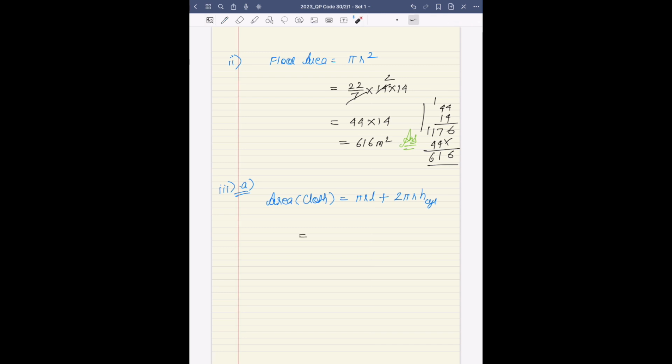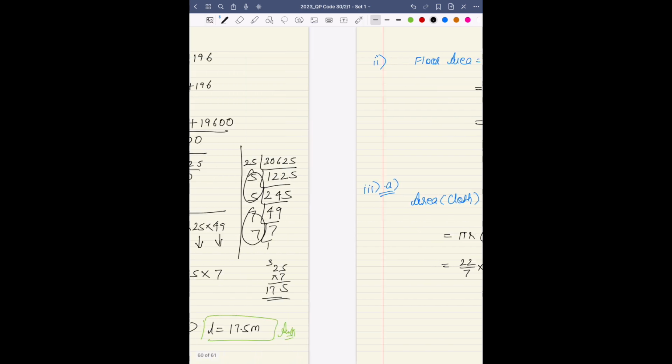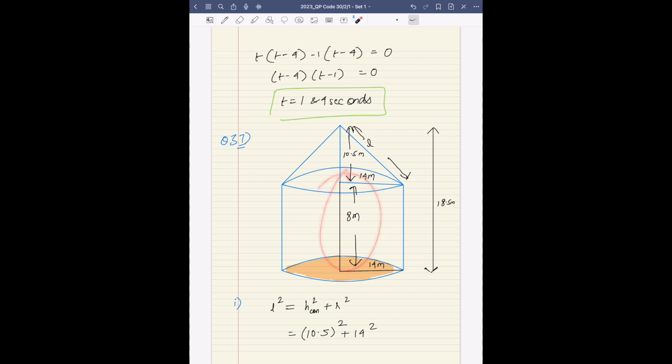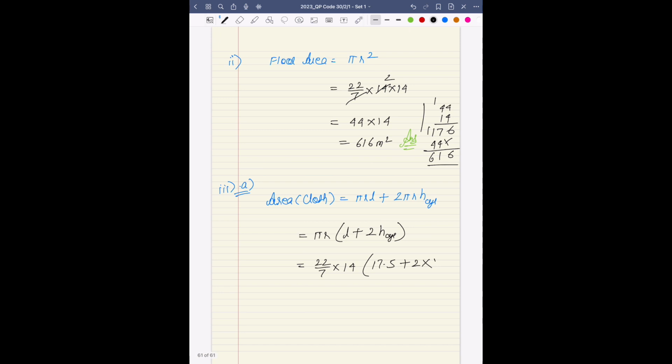So again, be careful. Pi r is all the same. Take it outside, pi r common. You write l plus 2, height of cylinder. 22 by 7 into 14, bracket. We have got slant height as 17.5 plus 2 into height of cylinder, which is how much? The bottom cylindrical part is 8. So we get 8. Cancel this. You get 44 times 17.5 plus 16. Or 44 times 17.5 plus 16 is how much?